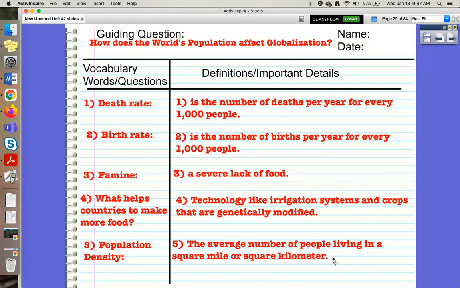Okay, so out in the middle of nowhere in Montana, population density is very low. In New York City, population density is very high. So if we were to look at the same square mile, lots more people live there, the population density is higher.